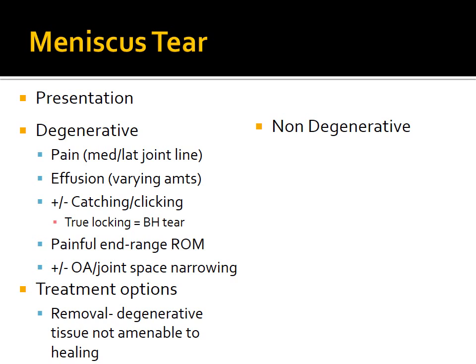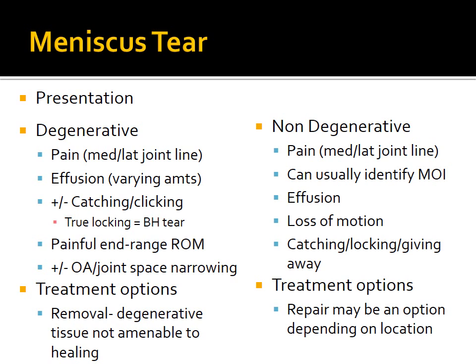The presentation for a non-degenerative tear is quite similar, but the patient can usually identify a specific injury that corresponds with the onset of their symptoms. Treatment of a non-degenerative tear may include repair, and that just depends on the size and the location of the tear, as well as the quality of tissue surrounding the tear. They want to make sure that if they're going to do repair, that there's a good likelihood for healing with good tissue quality.